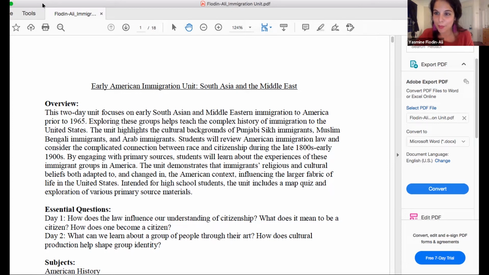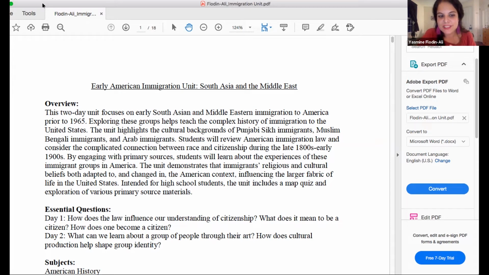We're thinking both about the beliefs that people bring with them, similar, honestly, a little bit to the Said unit, but also the ways that they change in an American context, and how this influences the larger fabric of life in the United States. So yes, these are very specific populations, but there's a reason why we're keeping that specificity.